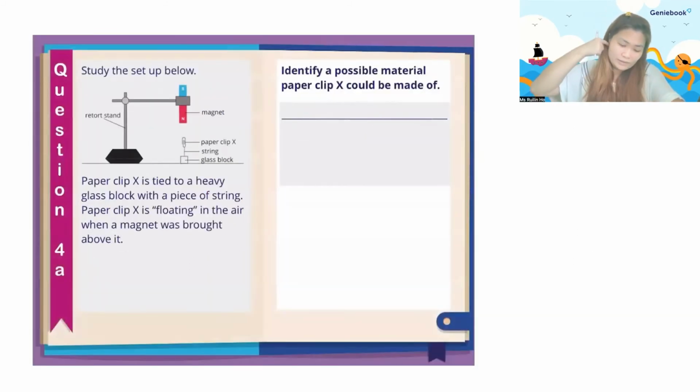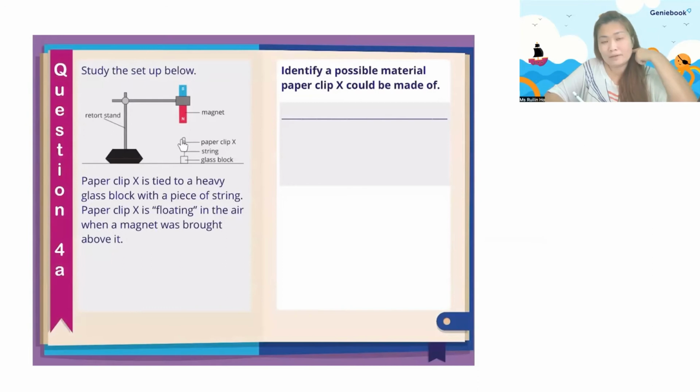We have 4A here. The setup below shows a magnet. You can see the magnet is suspended here, and you realize that the paper clip was floating. Why is the paper clip able to float? What? Paper clip floating? How? The paper clip is tied to a string and to a glass block so that it doesn't fly away. Magnet here, and you have a paper clip.